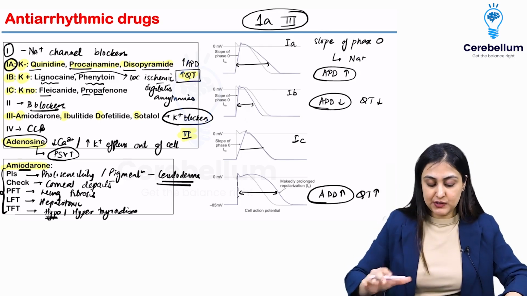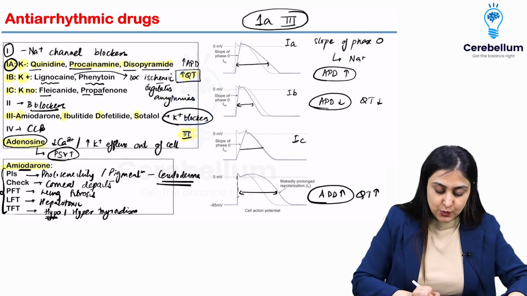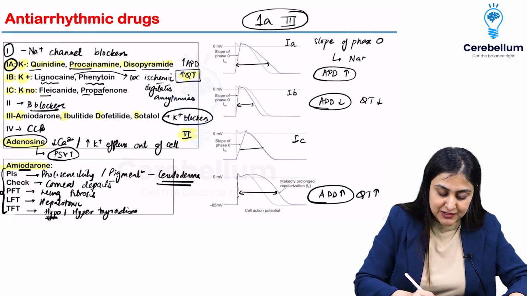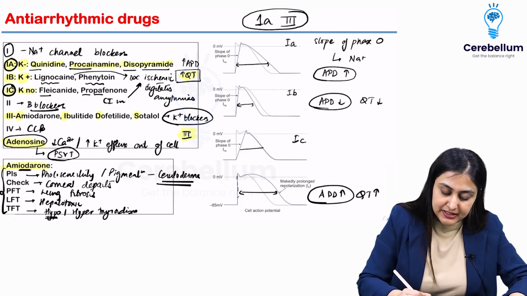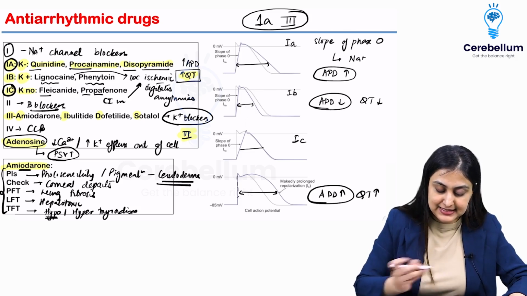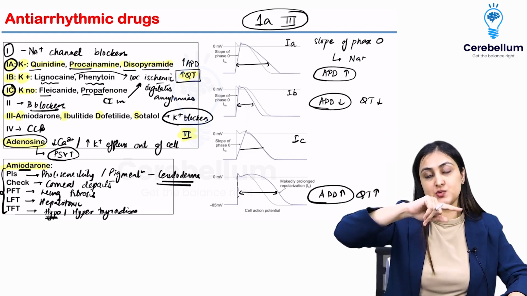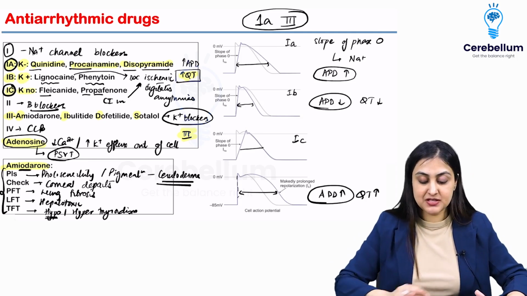Okay, so this is all about anti-arrhythmic drugs that you want to remember. So highlight is 1B, which is the drug of choice for ischemic arrhythmias. Remember 1C is contraindicated in ischemic arrhythmias. Alright, so 1C, CI, is contraindicated, and the drug of choice is 1B. Okay, so this is a summary of the anti-arrhythmics.